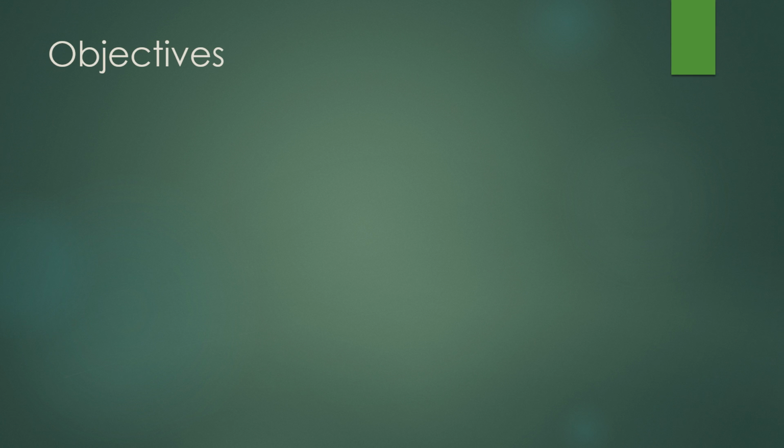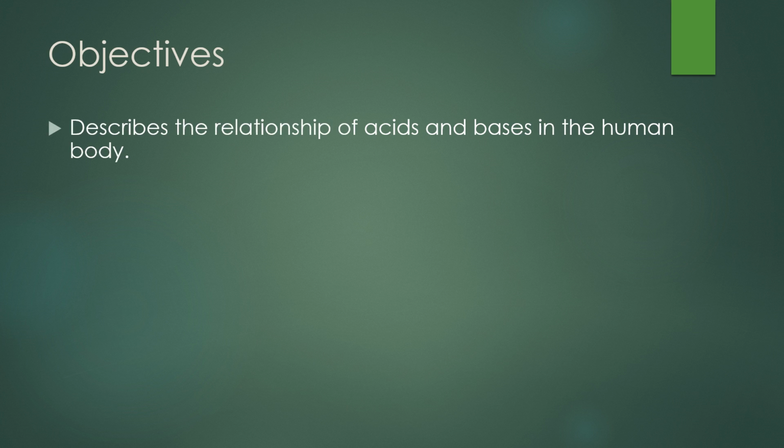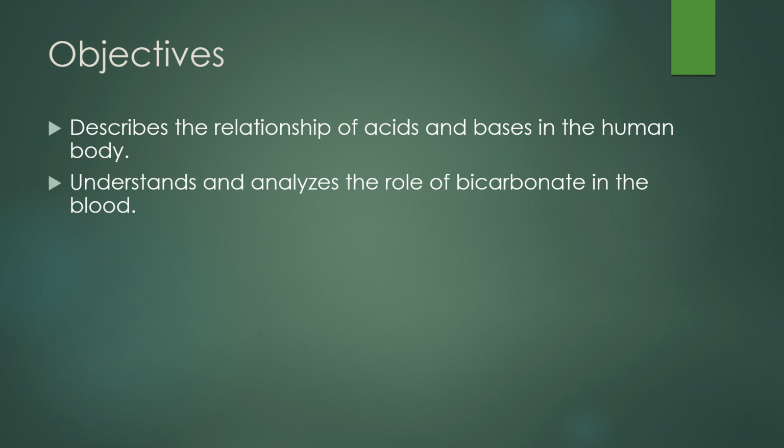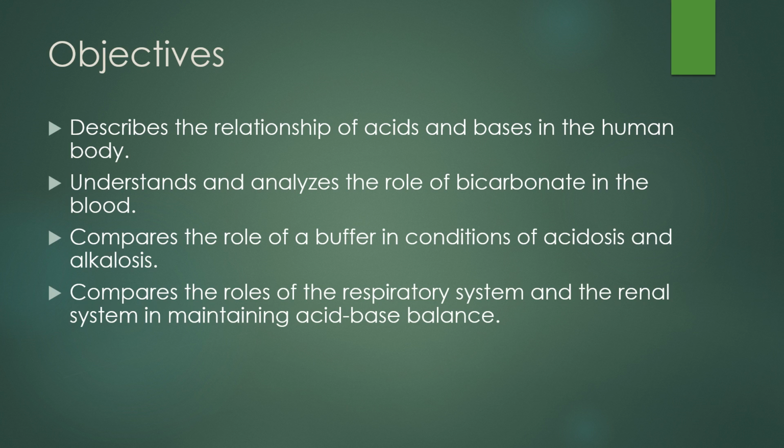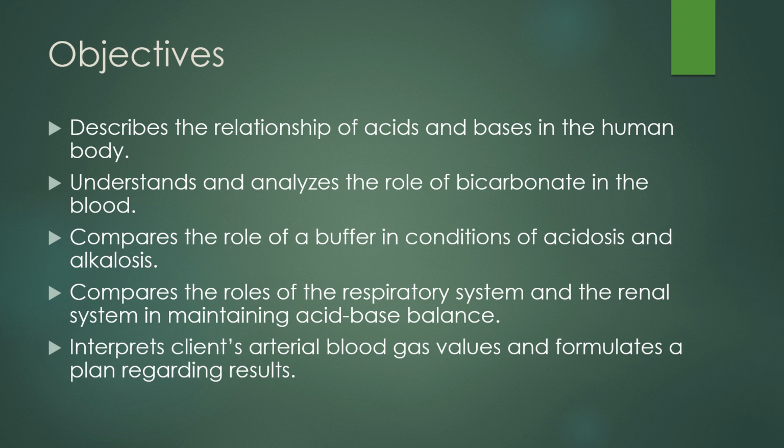After this lesson, you will be able to describe the relationship of acids and bases in the human body, understand and analyze the role of bicarbonate in the blood, compare the role of a buffer in conditions of acidosis and alkalosis, compare the roles of the respiratory system and the renal system in maintaining acid-base balance, and in subsequent lessons interpret clients' arterial blood gas values and formulate a plan regarding results.